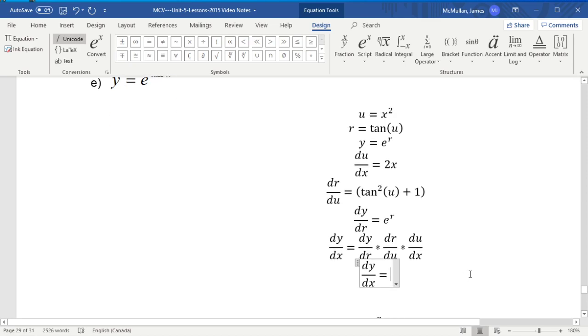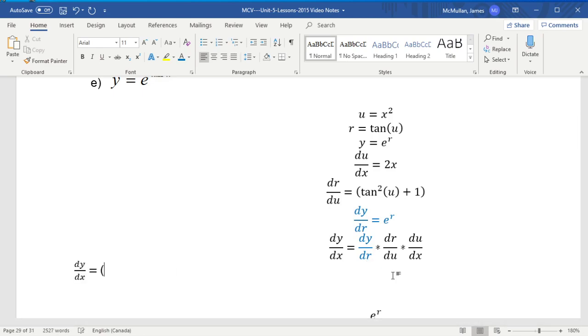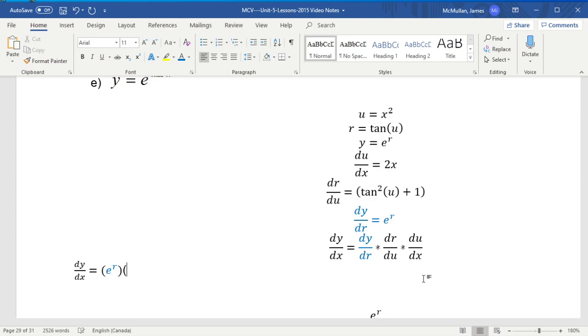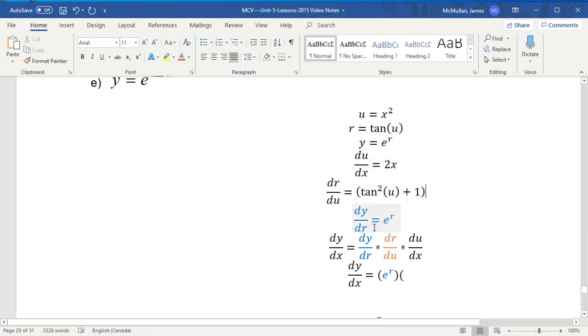Let's put the three parts in. Let's make color coding here. So dy/dr we'll put in blue, which is just here. The first term I have is e to the r, and again, I'll put it in blue just so we can keep track of it. The next term I have is dr/du. So let's look for where I have dr/du. Put it in orange. dr/du is right here.